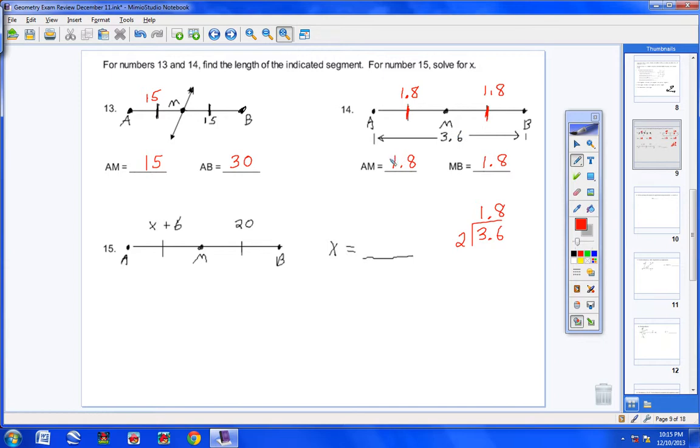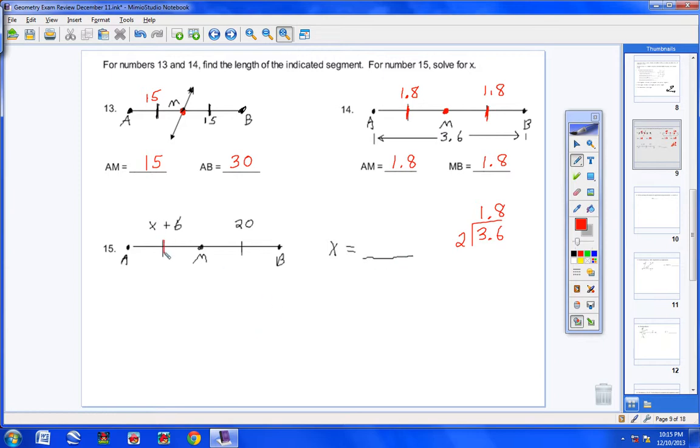Okay? All right. So what we reviewed here was when we have a line going through the midpoint of a segment, it divides it in half so that we have two congruent segments. And then here, this is a midpoint right here. And so if M is the midpoint of AB, that means this segment here is congruent to this segment here. All right, now let's take a look at number 15.